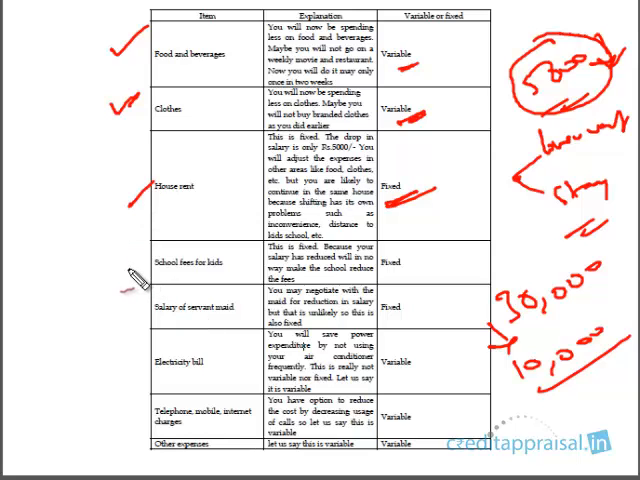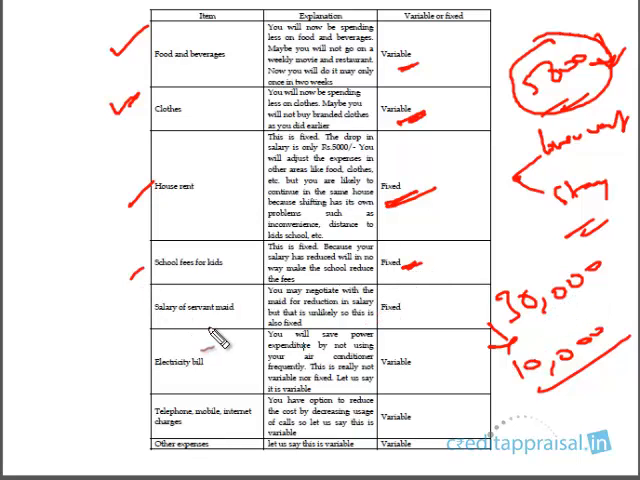School fees for kids. Again, this is a fixed expense. Just because your salary dropped, the school will not reduce the fees. You have to still pay the same fees, again assuming that you're not changing the school. In an extreme scenario, this is also a variable expense because you may change the school. But usually this is a fixed expense.